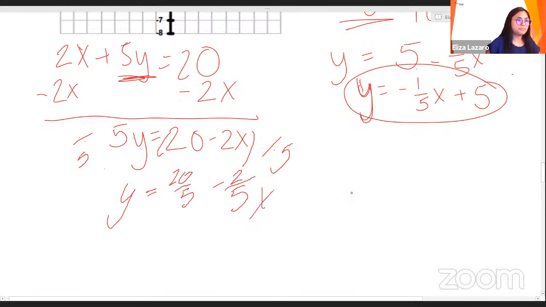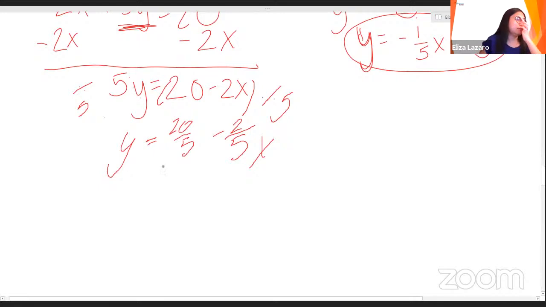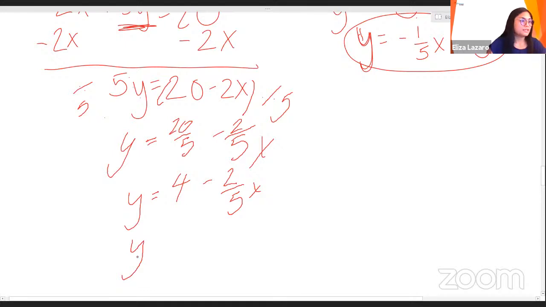x. And then from there we can simplify. 20 divided by 5 equals 4, minus 2/5 x, y. And if we want to rewrite it into slope-intercept form, where it's y equals mx plus b, we just have to rearrange it. So it's really just y equals negative 2/5 x plus 4.